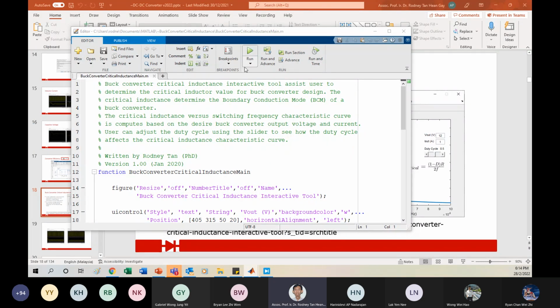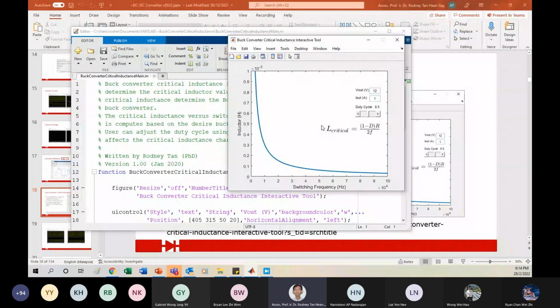So when you run this one, you will have this. You see, in fact, our duty cycle changed, right? The line also changed. So that means you must choose an inductor that will work through the range of the duty cycle you are operating in.